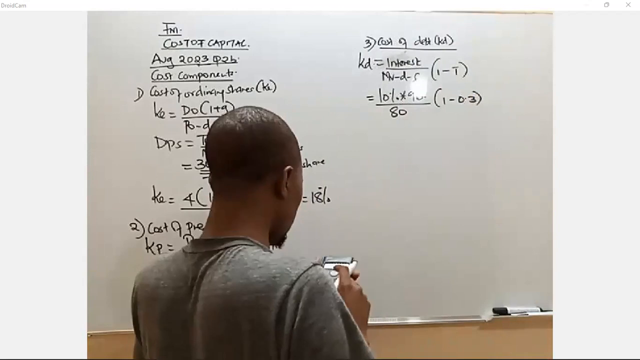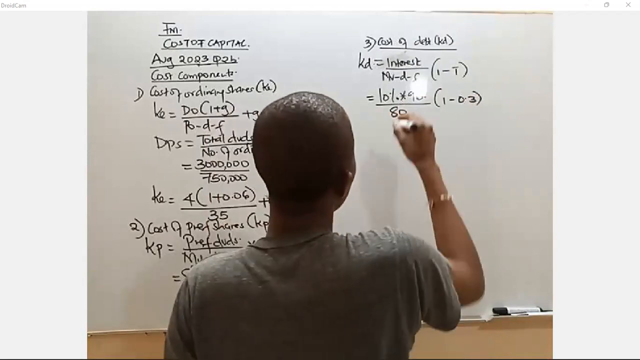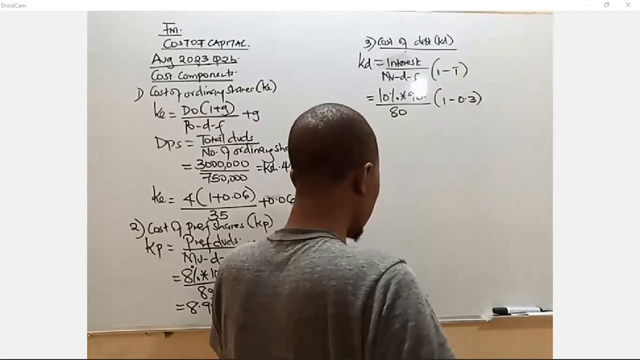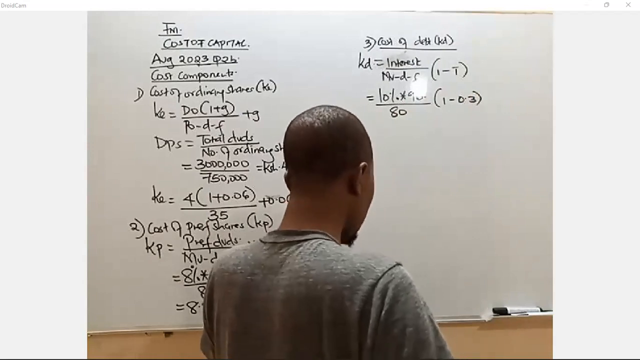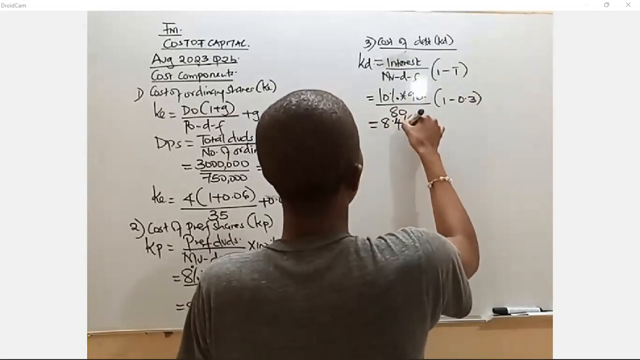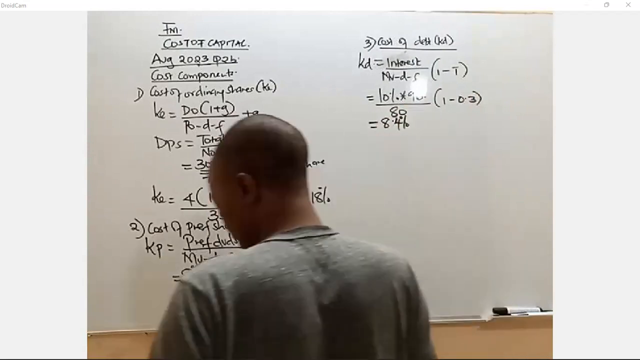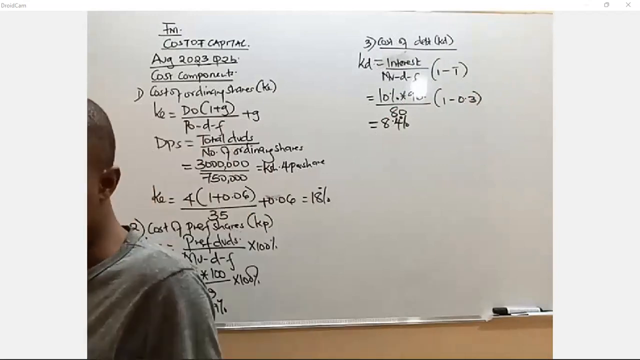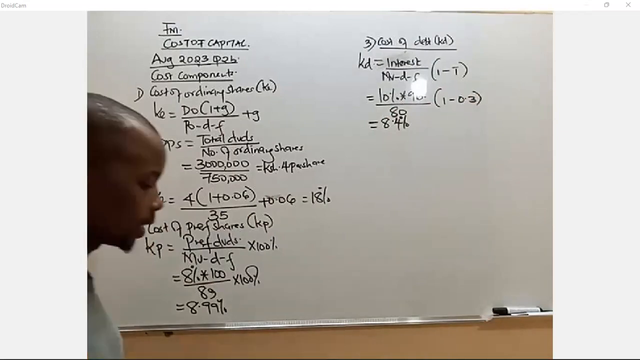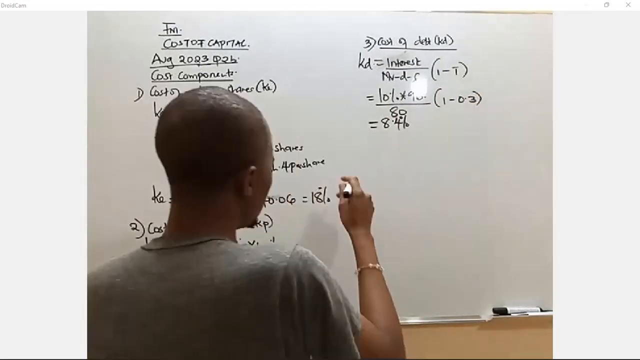Now, how much is this? It will be 9.6. You divide it by 80, then you multiply by 0.7. We are getting around 8.4%. That is the first stage for the computation of the WACC. Once we finish it, I now want to calculate the WACC.